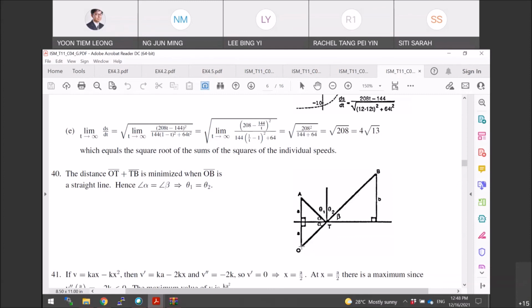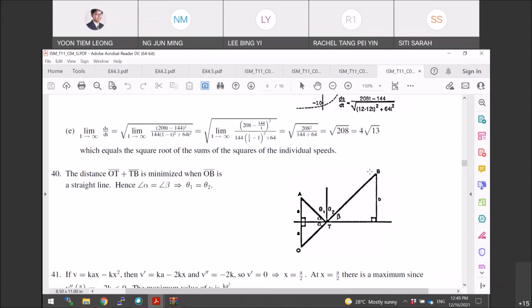So now you look at OT plus TB. The question is that you should try to minimize the time taken from O to T and from T to B, right? So you sum the distance from O to T and from T to B. And of course, the time taken for the light to go from O to T and from T to B just relies on the distance. The larger the distance is, the longer the time is.